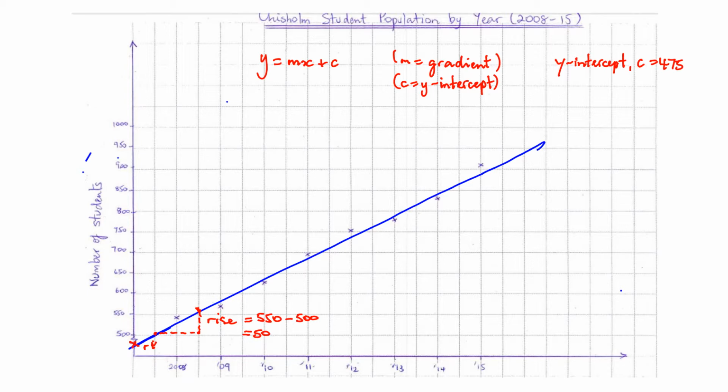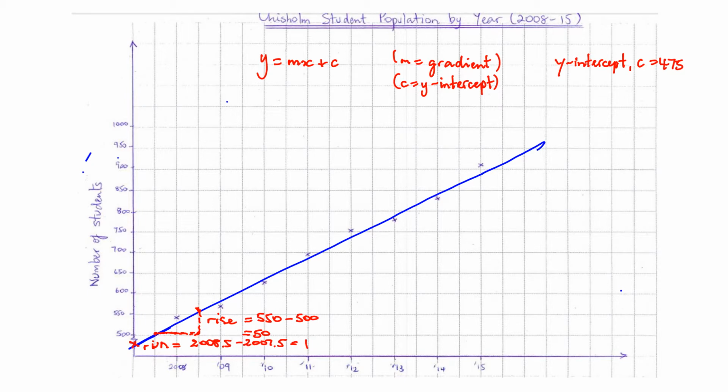We now turn our attention to the run. The run is how far across we actually move. So we've got to this point here, which is at about 2008.5. That's a funny sort of figure, isn't it? But 2008.5. And it started at this point, which is about 2007.5. So our run there is just 1.